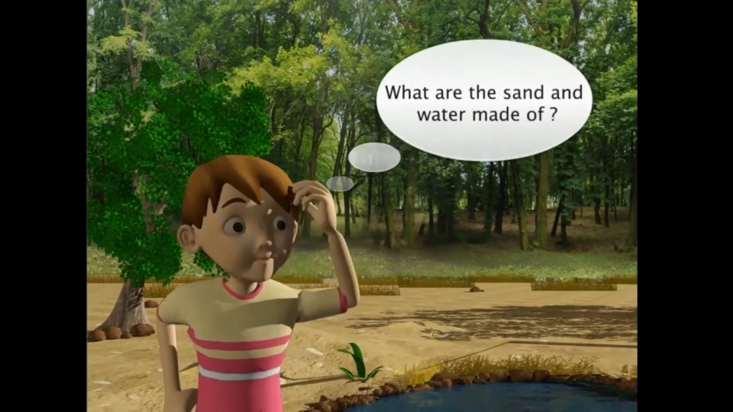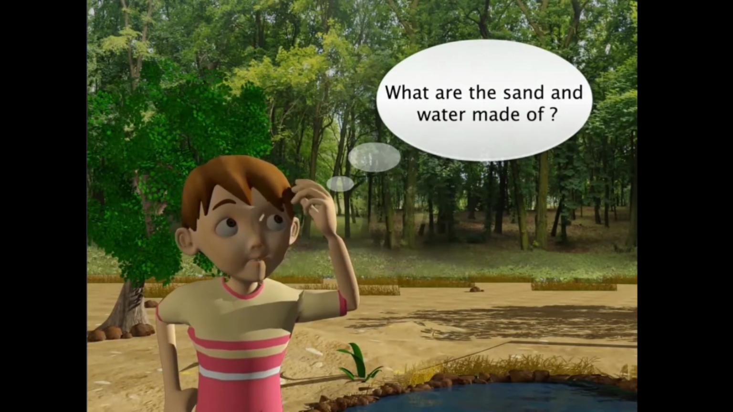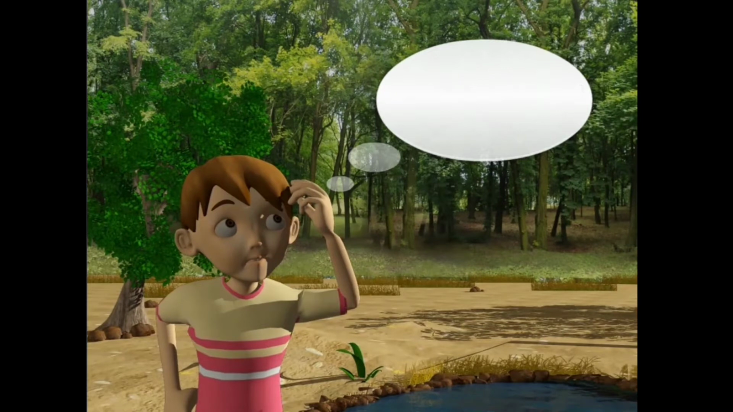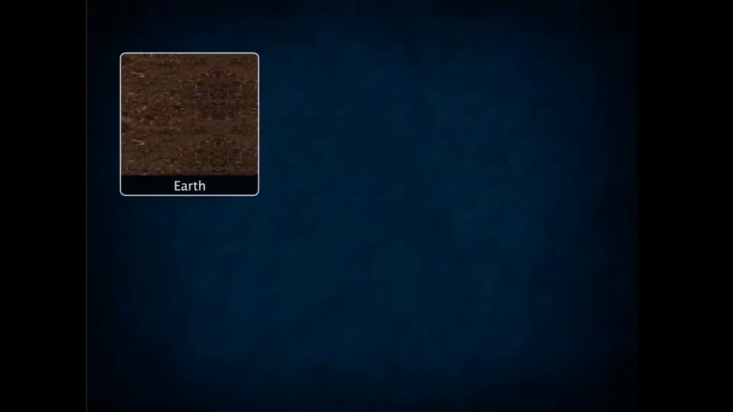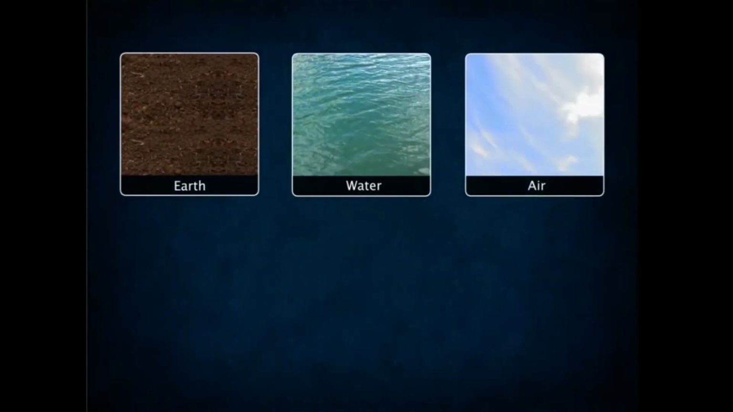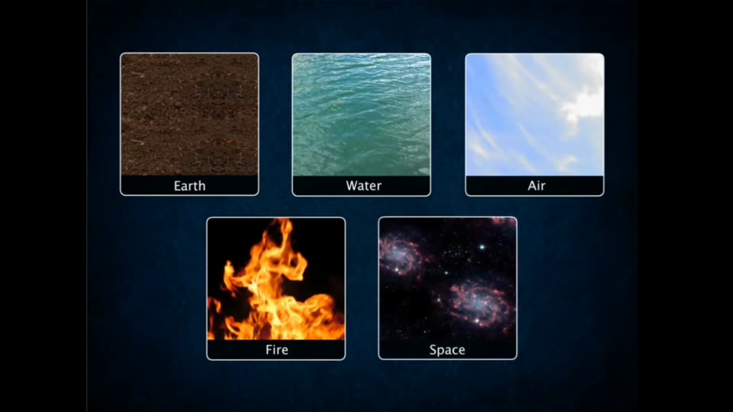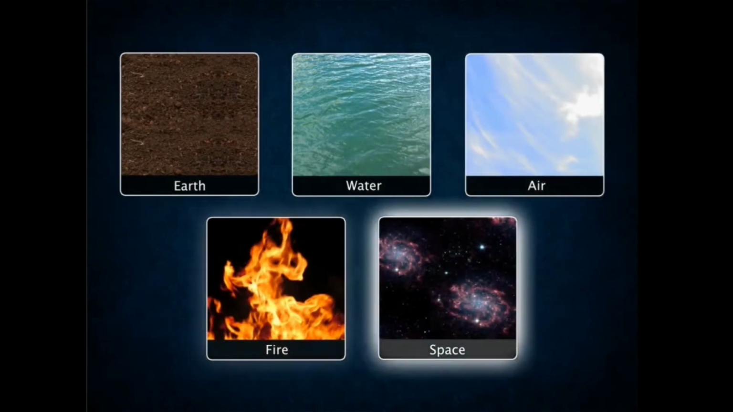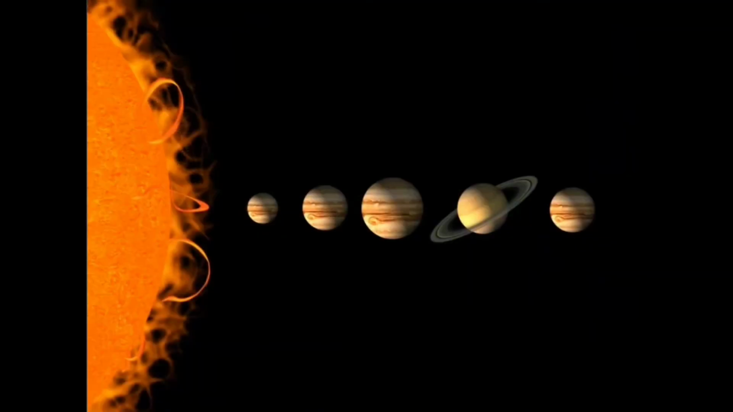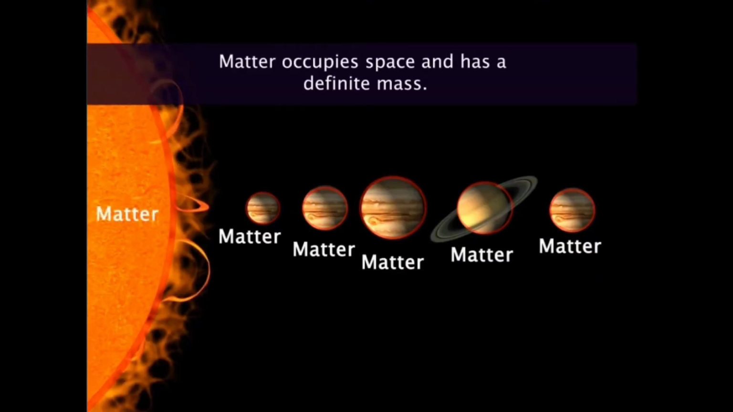What are sand and water made of? What holds sand particles together? Even our ancestors organized the world into earth, water, air, fire, and space. Matter occupies space and has a definite mass.